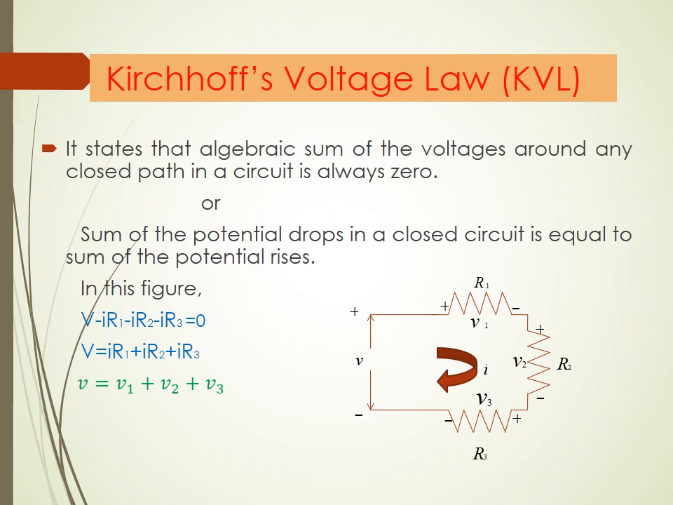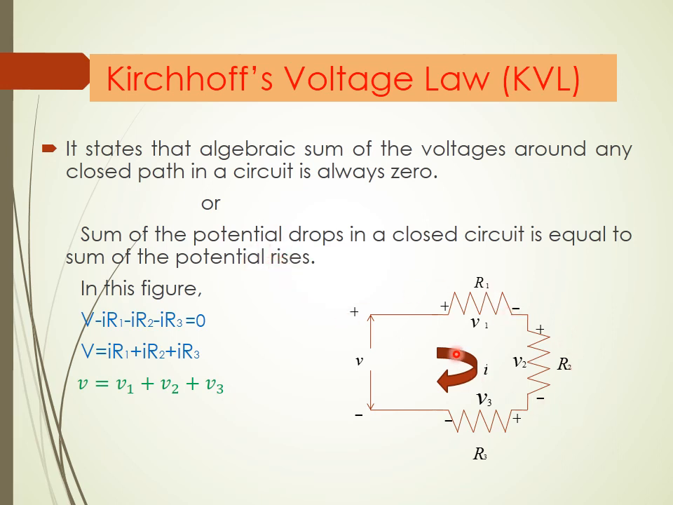So the next one is Kirchhoff's voltage law. Kirchhoff's voltage law states that the algebraic sum of the voltages around any closed path in a circuit is always zero, or it can also be stated as the sum of the potential drops in a closed circuit is equal to the sum of the potential rises. So here we should know what is potential drop and what is potential rise.